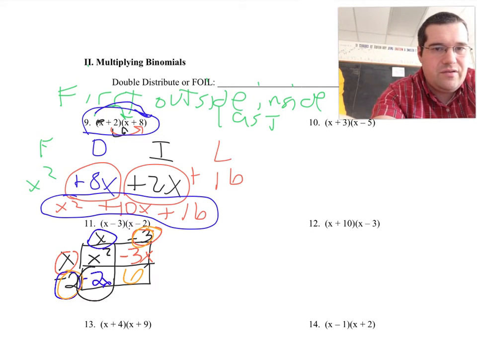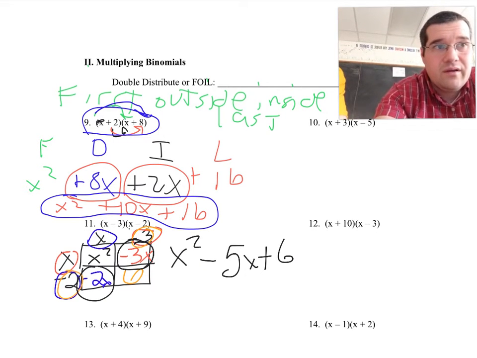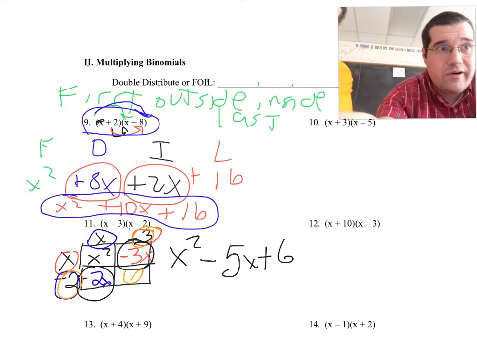And now if you notice, how many x's do I have? I have a negative 2x here and a negative 3x there. So when I rewrite it, I always start with my x squared. I combine my like terms, which would give me a negative 5x, and then I bring down my positive 6. So that's just another way that you could do it if you wanted to use that squaring technique.